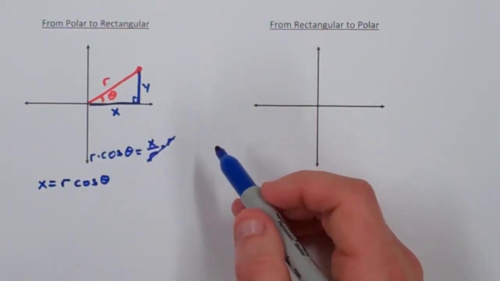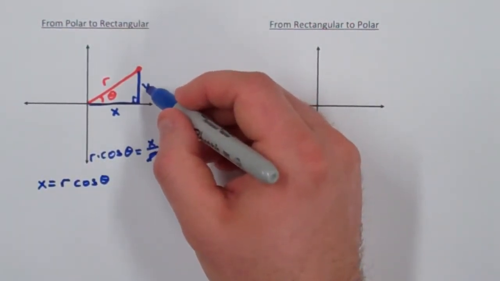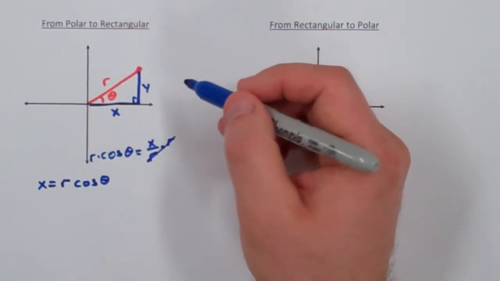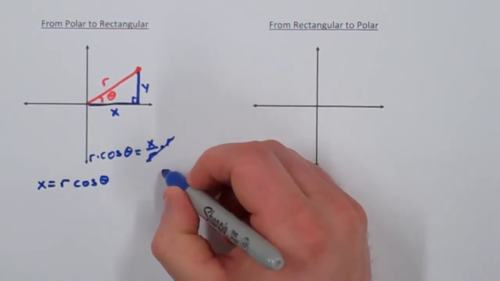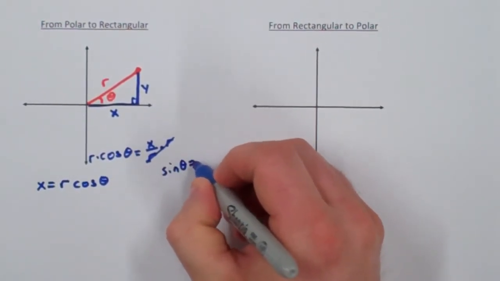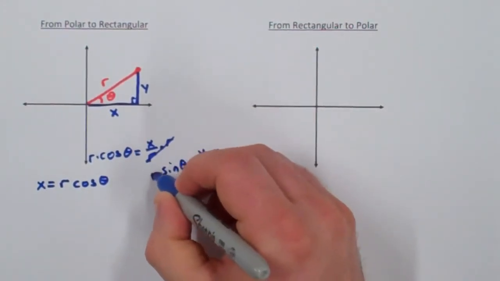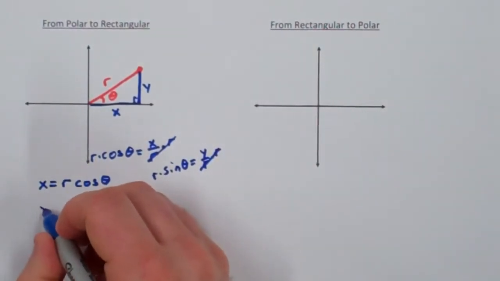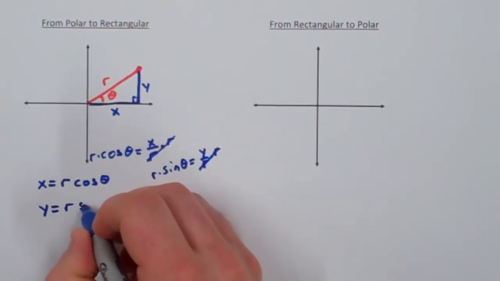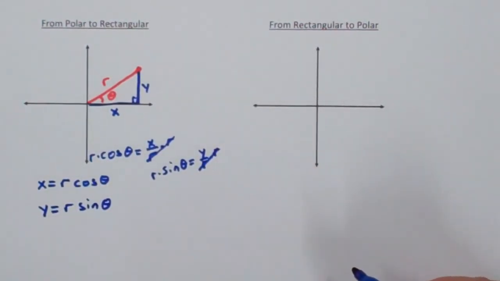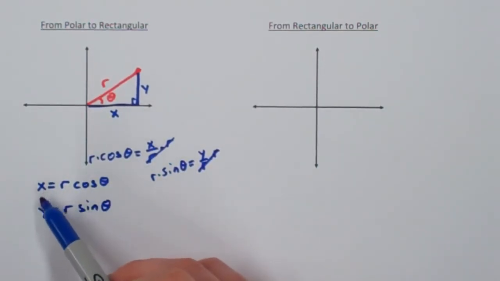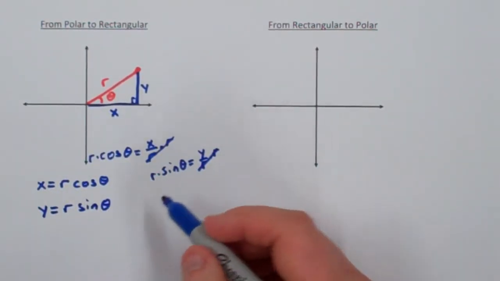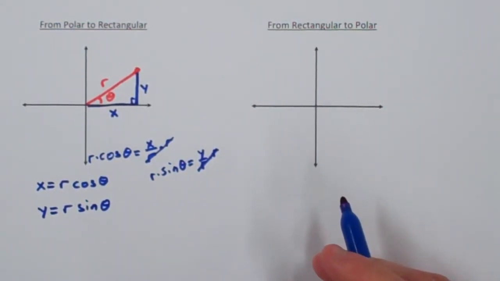You might ask yourself, does this work for y? It does, except now we've got the opposite and the hypotenuse. So what we need to do is use a different trigonometric function, and that of course is sine. So we're going to have sine of theta is equal to y over r. If we multiply by r on each side, we've got y being equal to r sine theta. And those are the two formulas that we need to take any r and theta, of course that would be polar, and then we can find our x and y. And so when we write that down, our x and y will just go in a regular old coordinate pair.